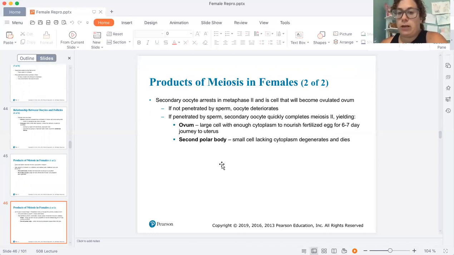The ovum, sorry, the secondary oocyte will become the ovum, and that will have enough cytoplasm in it so it can nourish a fertilized egg. It's basically like giving it juice to keep going. And it says here 6 to 7 days. It really does take about 4 to 5 days for it to go into the uterus, but 6 to 7 is a longer aspect. And then we have a second polar body that just basically degenerates and dies.